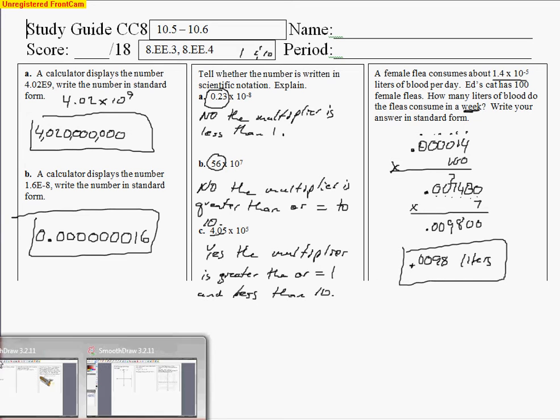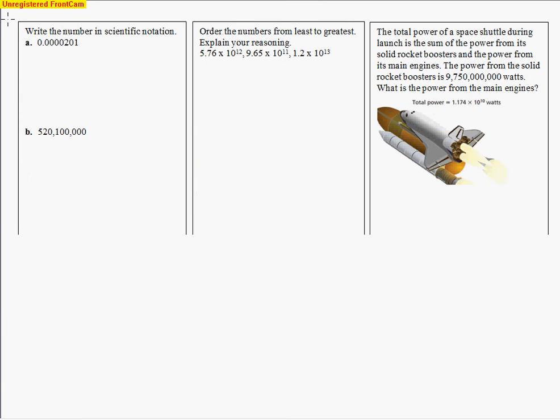Let's take a look at the next 3 problems. On this one it says write the number in scientific notation. We want the decimal point to move between the 2 and the 0. Then I need to count the spaces I move the decimal. So times 10 to the 1, 2, 3, 4, 5 spaces. It's going to be a negative 5 because it's a smaller number.